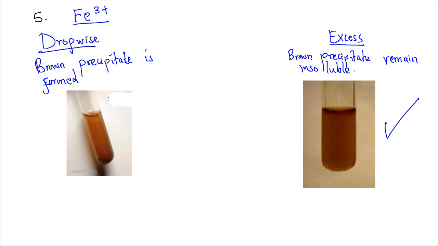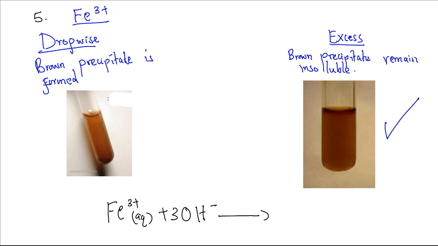The reaction there is that iron 3 ion reacts with the hydroxyl ion to form iron 3 hydroxide, which is the brown precipitate.